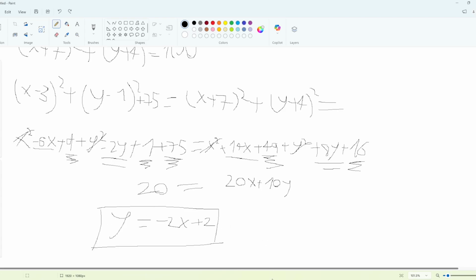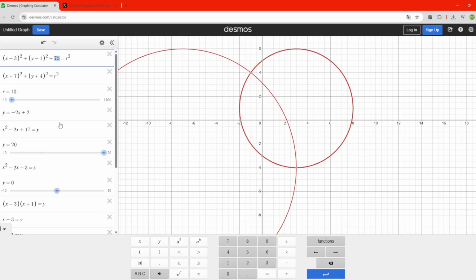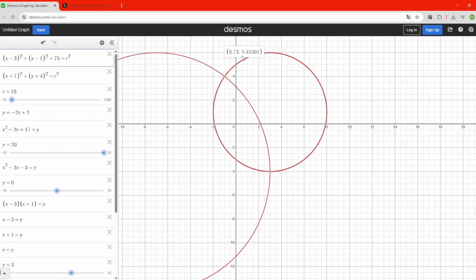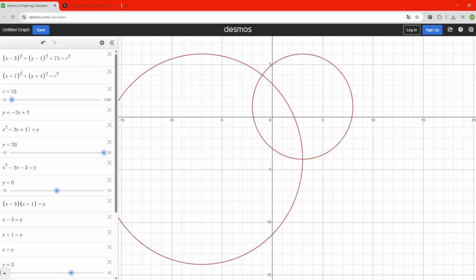That's what it means, and let's visualize it on a graph, okay? Here I have these two circles. The top one is the equation of the small circle with the radius of 5, and the second equation is this circle with the radius of 10.